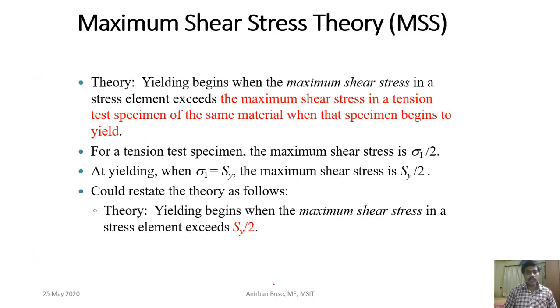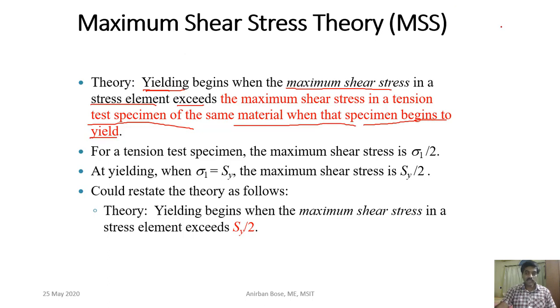Now the first failure theory that we learn is the maximum shear stress theory. According to the statement of this theory, yielding begins, which means failure starts for a ductile material, when the maximum shear stress in a stress element exceeds the maximum shear stress in a tension test specimen of the same material when that specimen begins to yield.